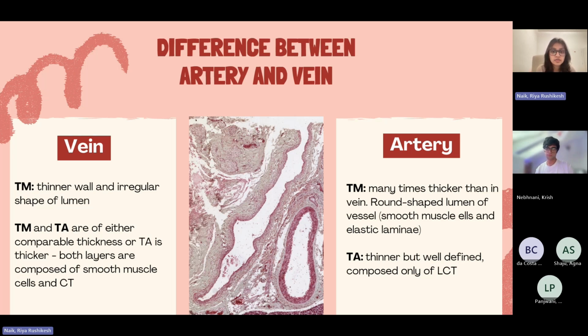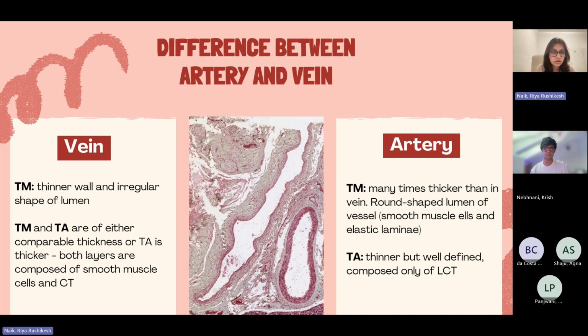And this part consists of smooth muscle cells and elastic laminae, whereas in the vein it just consisted of strips of smooth muscle cells here and there, along with collagen type 3, those connective tissue. Now, tunica adventitia is this outermost layer in the vein, and even in the artery, and it's pretty thick in the vein, almost the same thickness as the tunica media, or sometimes even thicker.